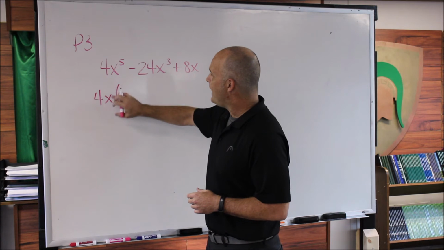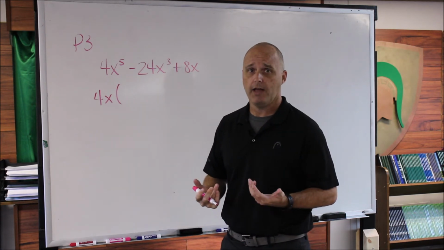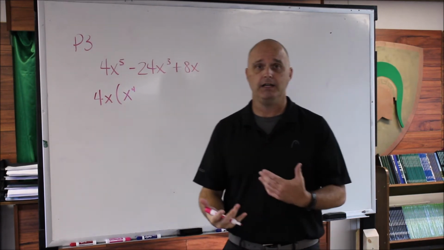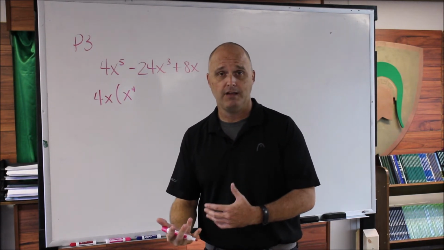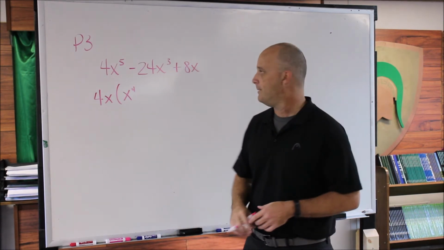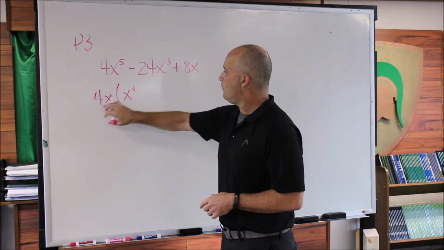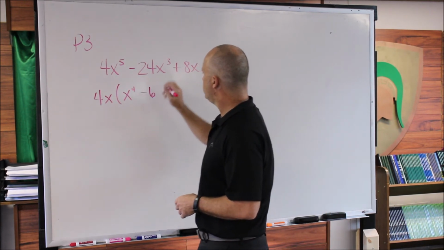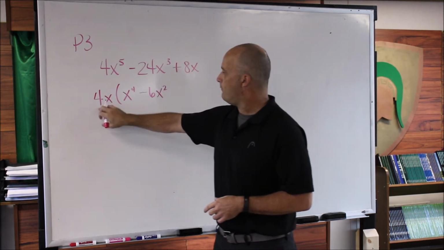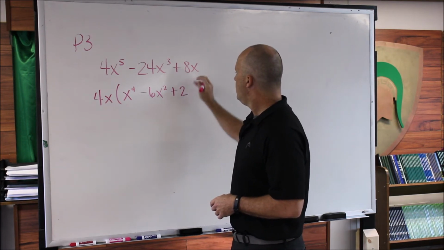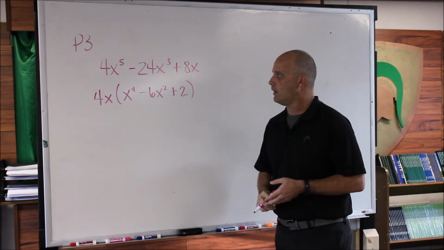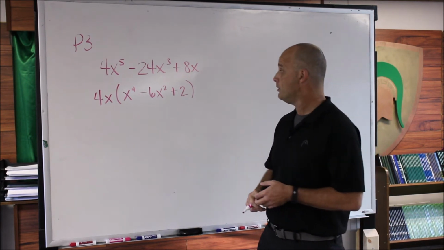Then, if I divide x to the 5th by x, what do I have left? I have an x to the 4th left. Because remember that anytime that you divide a like base, you're going to be subtracting the exponents. So this is really x to the 5th minus 1. Then negative 24 divided by 4 is negative 6. X cubed divided by x is x squared. 8 divided by 4 is 2, and then x divided by x is 1. So then you get the solution 4x times the quantity x to the fourth minus 6x squared plus 2.